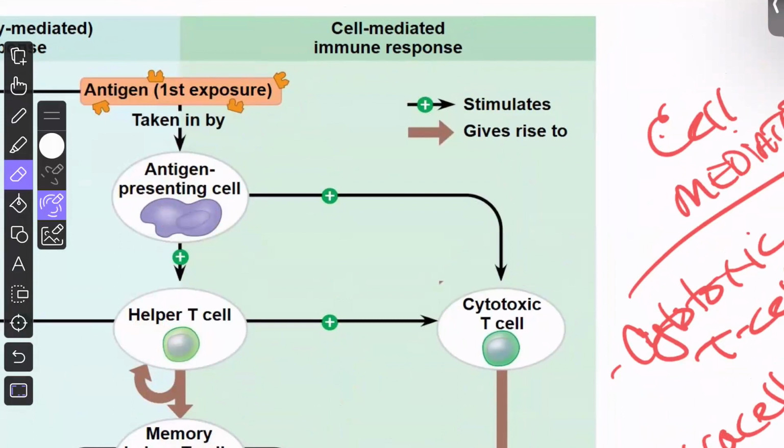So I have two different kinds of arrows. I have the black arrows with the little green pluses. That means that we are stimulating something. We're causing something to happen, okay? And then the brown arrows mean we're giving rise to. What does that mean?